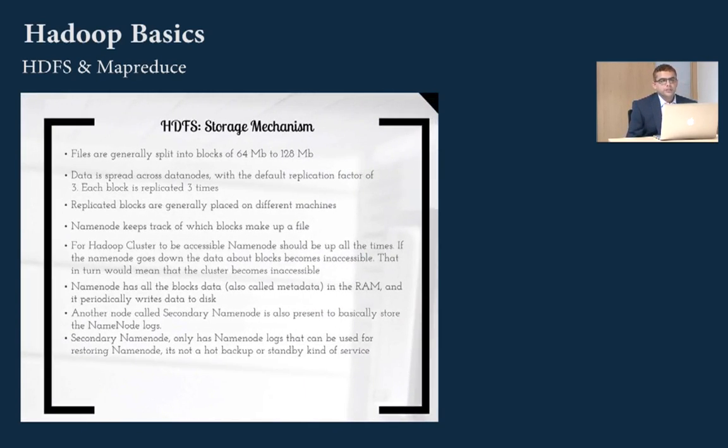How does HDFS really work? Files are generally split into blocks of 64 to 128 MB. Data is spread across the cluster with a replication factor of 3. It's the name node that keeps track of all the blocks, and for Hadoop cluster to be accessible, name node has to be up all the time. Now, to ensure that name node is protected, there is one more daemon called secondary name node, which basically protects the name node. There is a separate chapter on secondary name node and high availability, and we'll be talking about high availability in that particular video.